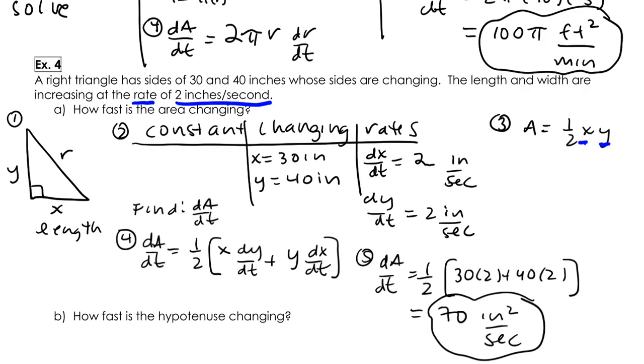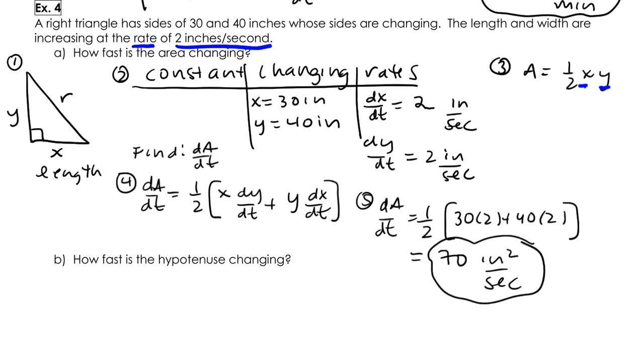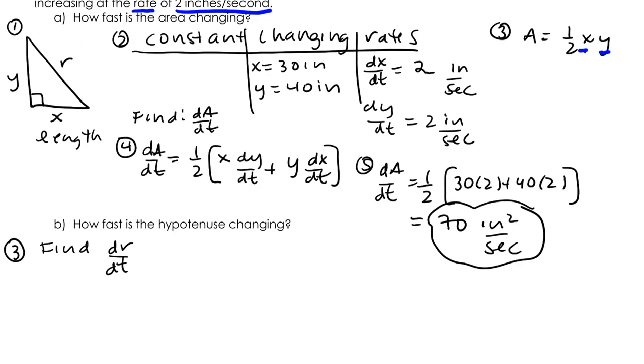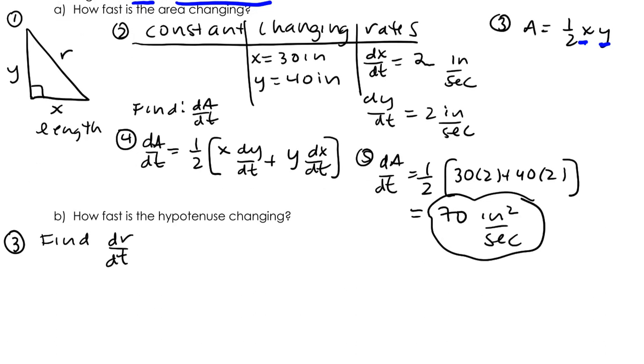Okay, on to the next one. How fast is the hypotenuse changing? So we have the same picture and we have the same chart. So how about we just make a new formula? If they're talking about the hypotenuse, now we're going to find how fast dr is changing. Okay, so now I have a different formula. The formula is going to be x squared plus y squared equals r squared.